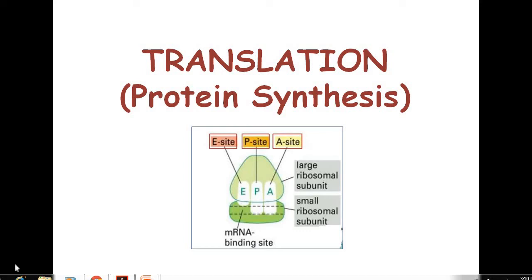Hello everyone. Our today's topic for discussion is translation, which is also known as protein synthesis. The biosynthesis of a protein or a polypeptide in a living cell is referred to as translation, and translation can be divided into the following stages which we are going to discuss. The first is the requirements of the components for translation. Second is the activation of amino acid. Third is the protein synthesis proper, and then we will discuss the post-translational modification.